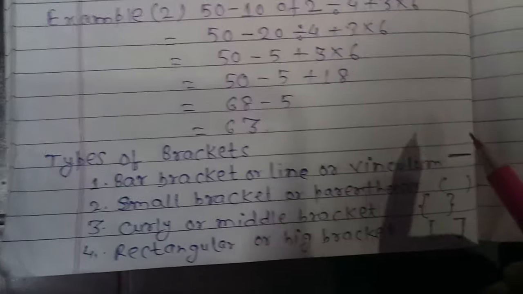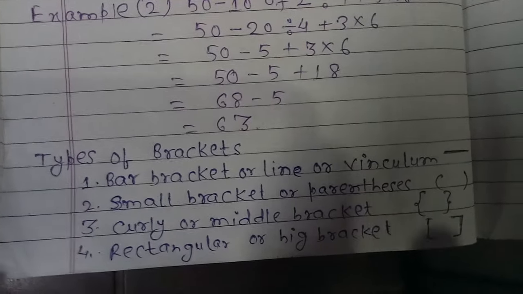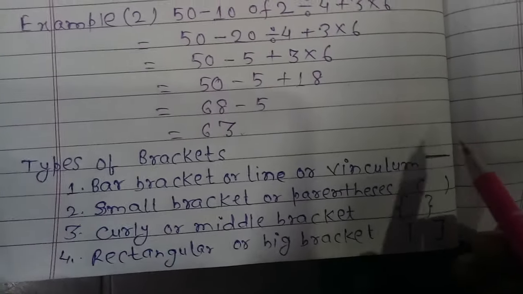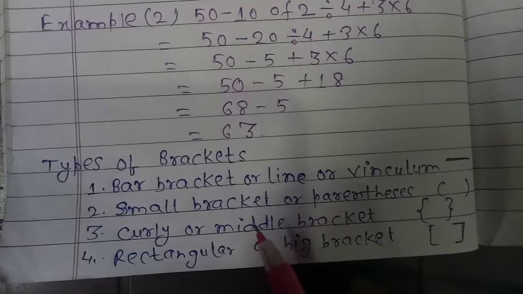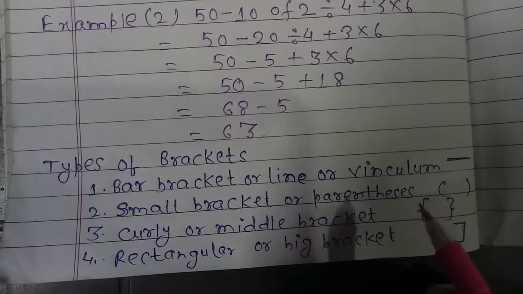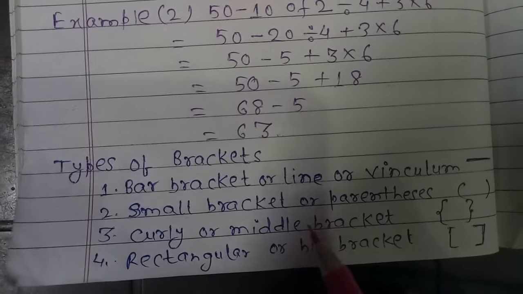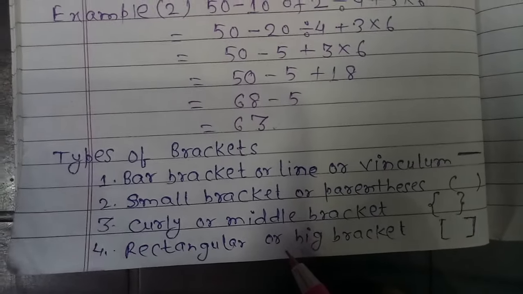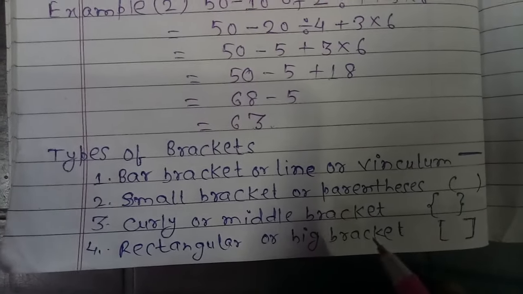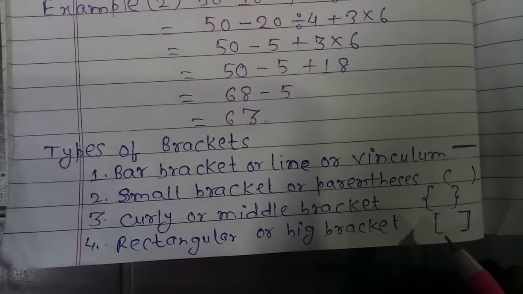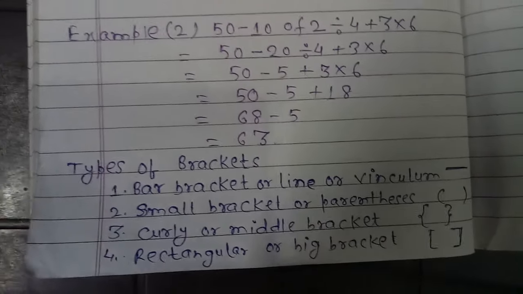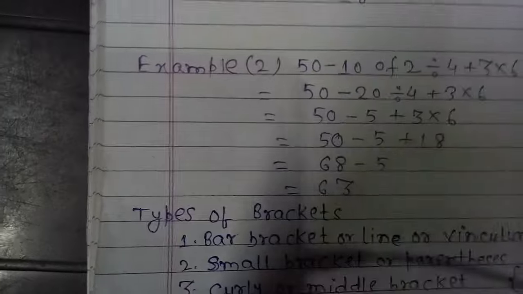The second one, this one is represented by this line. Okay. The second one is the small bracket, also called parenthesis. The third one is the curly bracket, also known as the middle bracket. And the fourth one is called the rectangular or big bracket, and the symbol for the rectangular bracket is, you can see here. Okay, so now you can see an example.